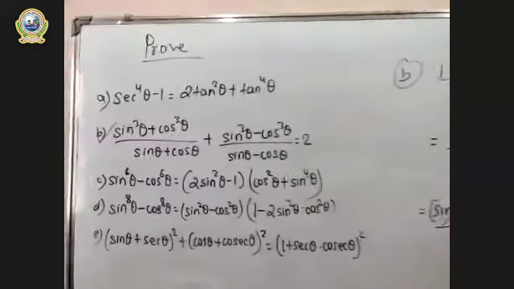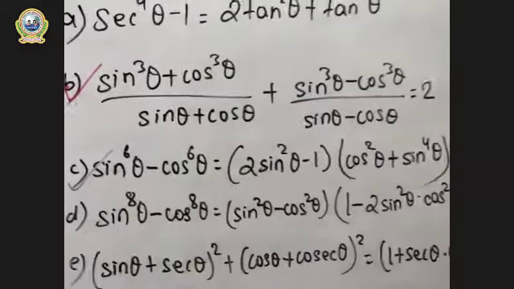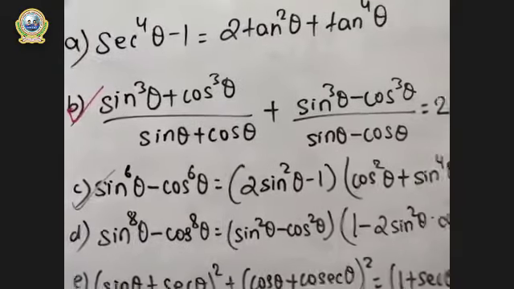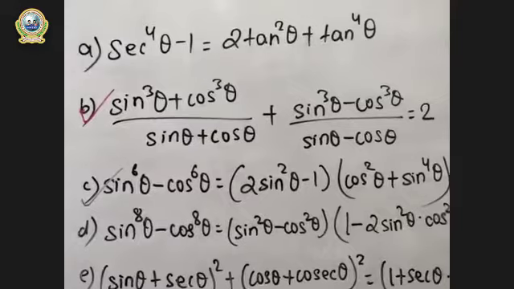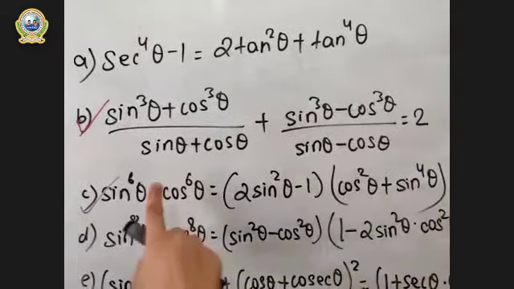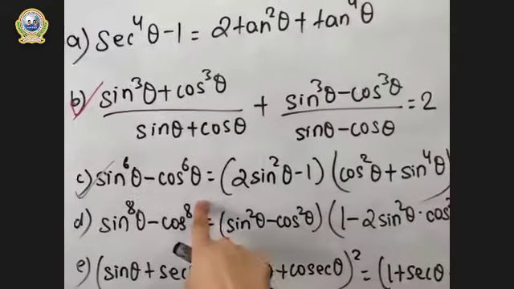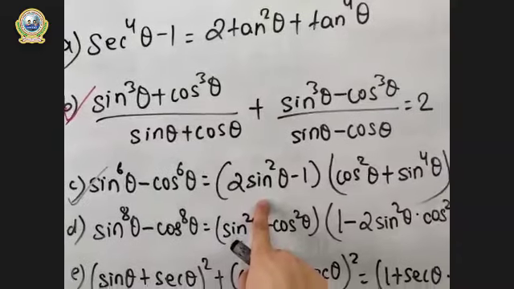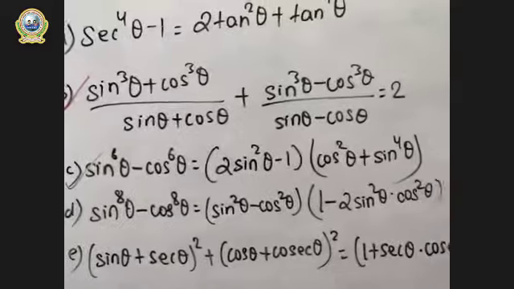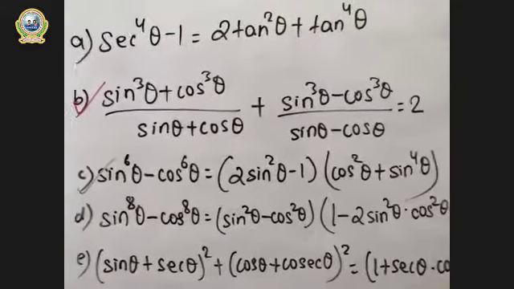Now you are requested to copy this third question. This one, C number, sine 6 minus cos 6 will give 2 sine square theta minus 1, cos square theta plus sine 4 theta. Copy this correctly. Sine 6 minus cos 6 is equal to 2 sine square theta minus 1, cos square theta plus sine 4 theta, that is 4. Be a bit careful, okay? That is 4 power. Have you copied it?